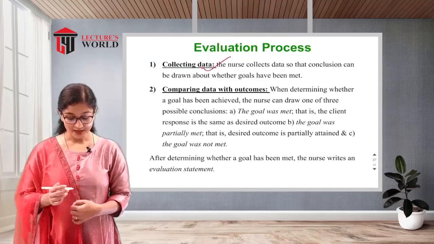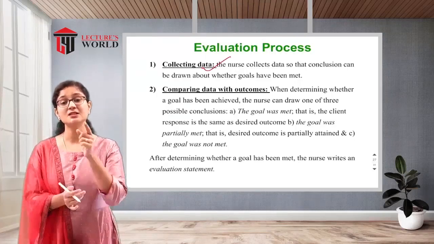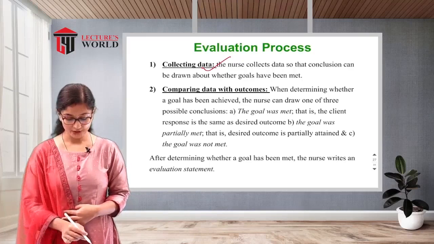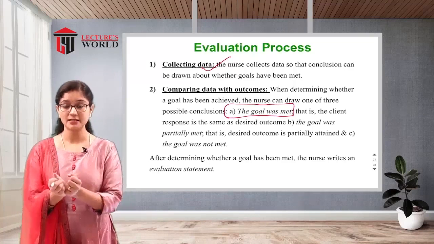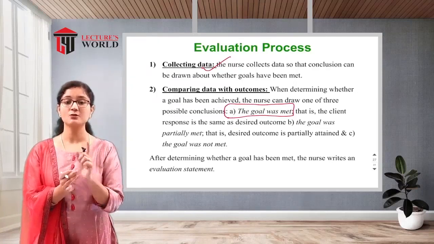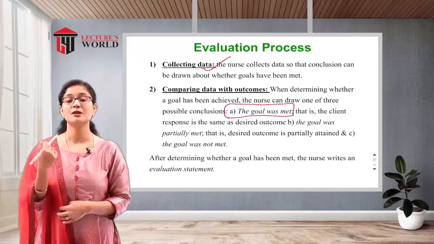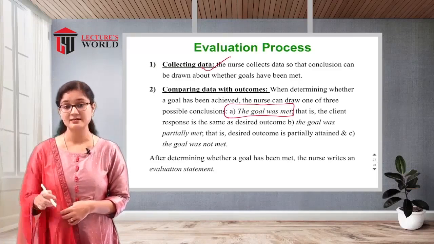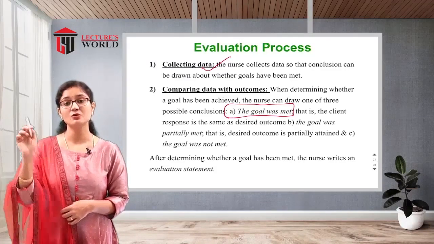So, collection of data, then comparing data with outcome. Comparing the data with the outcome is nothing but comparing with the desired and expected outcome. When determining whether a goal has been achieved, the nurse can draw one of three conclusions. This is very important: once you have collected the data, you are going to compare and see whether you were able to achieve it or not. So in the evaluation format, you are going to write either goal was met, meaning the goal I made, I was able to achieve it. That is called goal was met. That is, the client response is the same as the desired outcome. Whatever desired outcome I have listed, I achieved it, so we write goal was met.